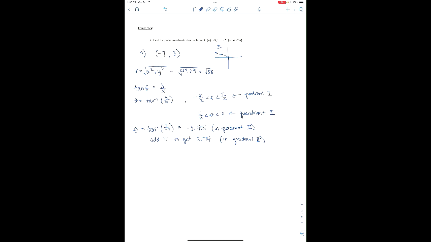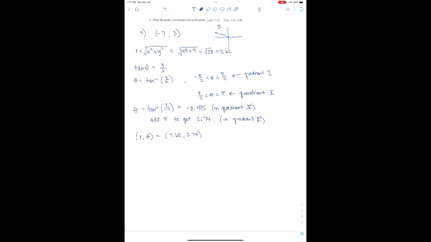Since 2.74 is a rounded off answer, I'm going to round off our r as well. Radical 58 is about 7.62. That way when we write our theta, they're both in the same format. So we have 7.62 and 2.74. That's our polar coordinates.